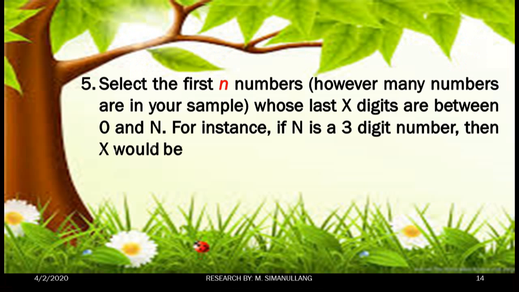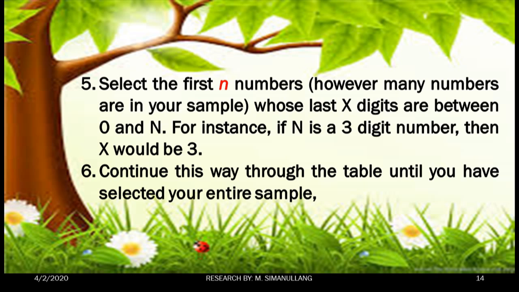And now we will take the sample. In our example, we have only 60 in the population, so it means we only have 2 digits, so that is the meaning of number 5. The X means the digits or the numbers of the population. So now we continue this way through the table until we have selected the entire sample. It means we will take 15 from 60.